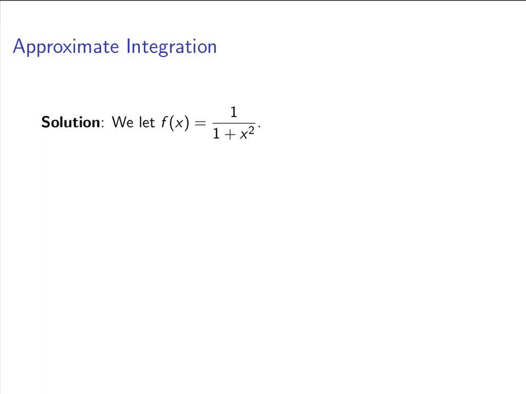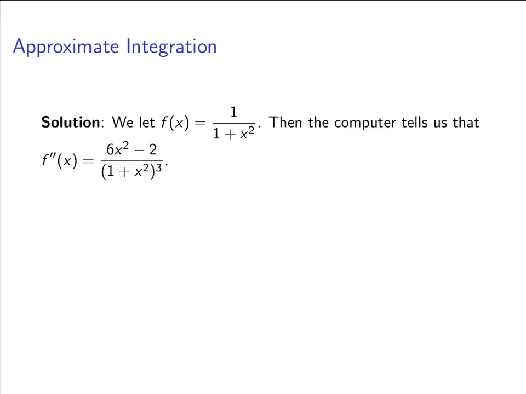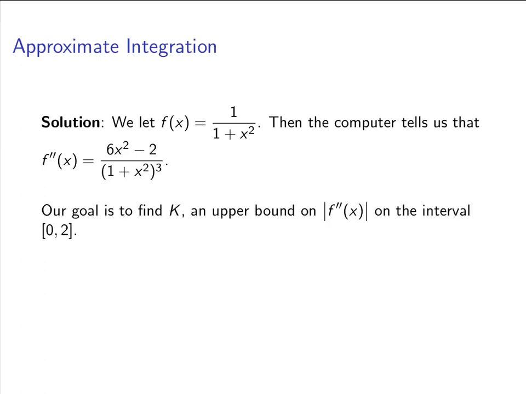All right, let's let f of x equals 1 over 1 plus x squared. The computer will tell us that the second derivative of this function is 6x squared minus 2 all over 1 plus x squared quantity cubed. So what we need is to find k, which is going to be an upper bound on the absolute value of f double prime of x on the interval from 0 to 2, which was the interval of integration.